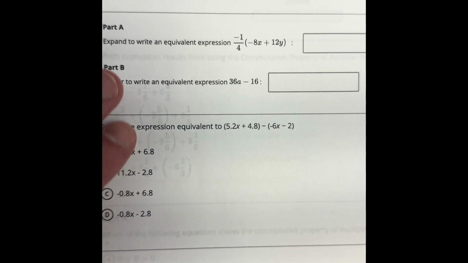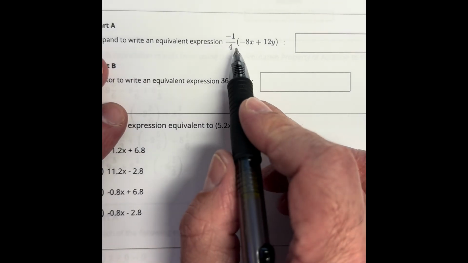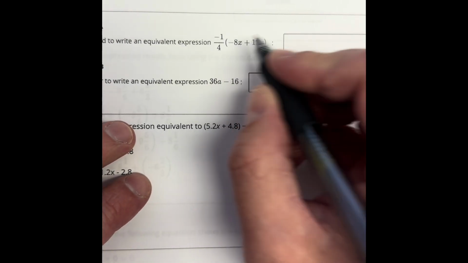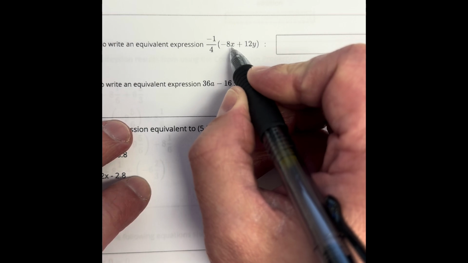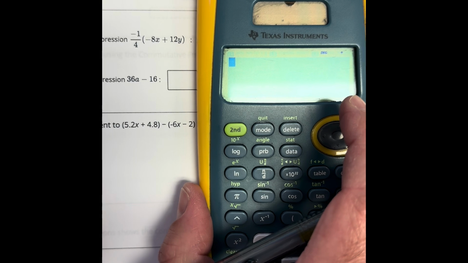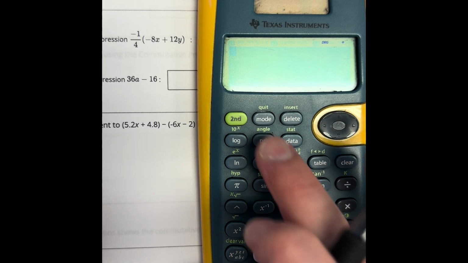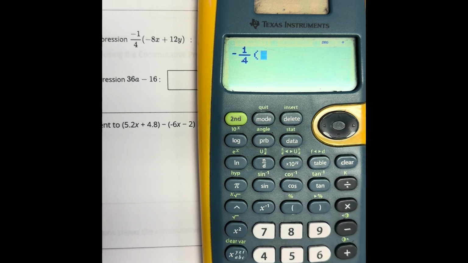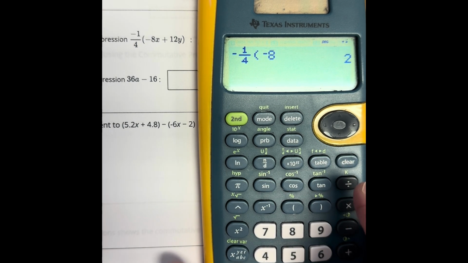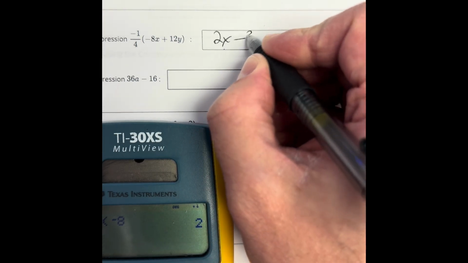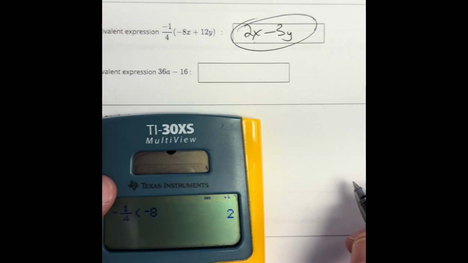Number 7, expand to write an expression. Expanding means distribute. So I'm going to distribute this negative 1 over 4 to both terms on the inside and call that a day. I will do this one. Negative 1/4 times negative 8, I can put that in my calculator. On the interim, if you saw this problem, you would simply just use your calculator, right? And use the Desmos calculator. So negative 1 over 4 times the quantity of negative 8. Okay, so I can do that. That's going to be a 2. So that's 2x. Okay, negative 1/4 will distribute to the 12, and that's going to be negative 12 over 4 or negative 3y. So that's going to be my final answer, 2x minus 3y.